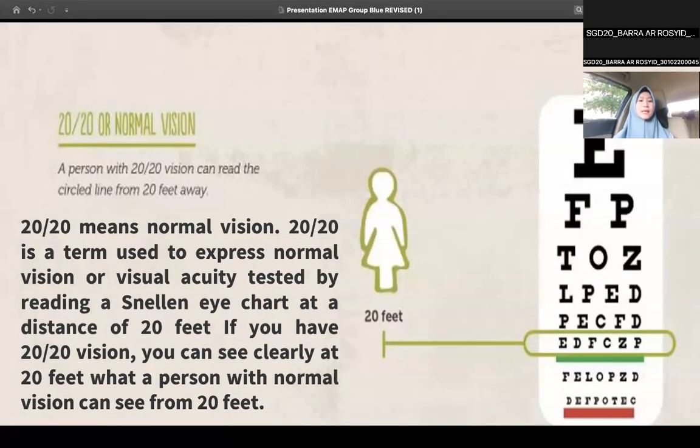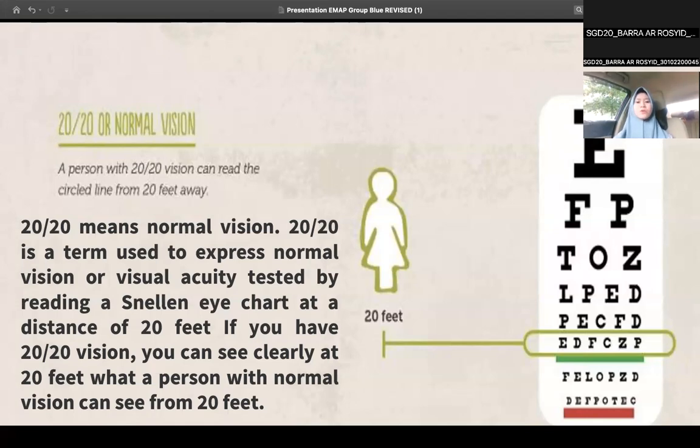You've probably heard people say, I have normal vision. But what does that really mean? 20/20 means normal vision. 20/20 is a term used to express normal vision or visual acuity, tested by reading a Snellen eye chart at a distance of 20 feet. If you have 20/20 vision, you can see clearly at 20 feet what a person with normal vision can see from 20 feet.